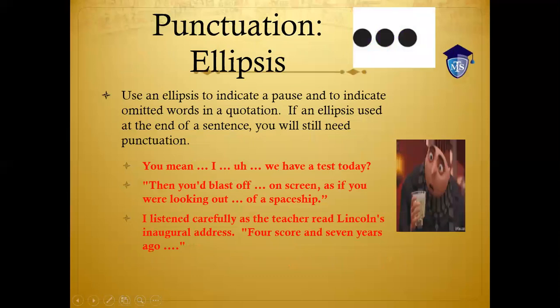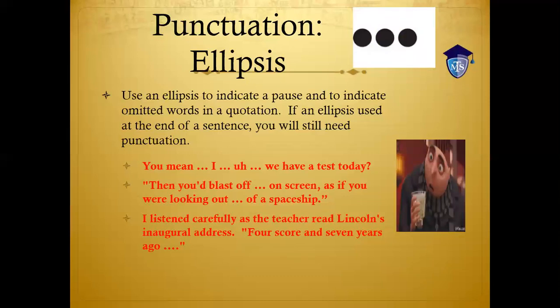Ellipses. Ellipses are the three dots following each other. Why are they used? We use an ellipsis to indicate a pause and to indicate omitted words in a quotation. If an ellipsis is used at the end of a sentence, you will still need punctuation. In other words, let's read the examples and you'll get to know it more.